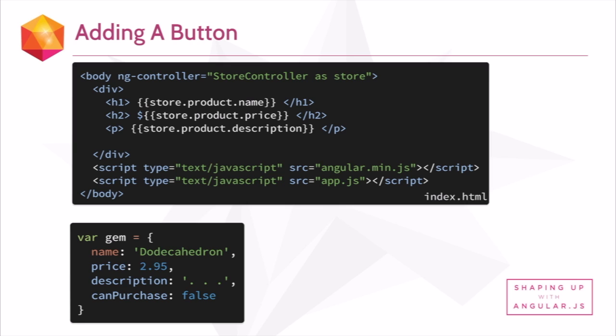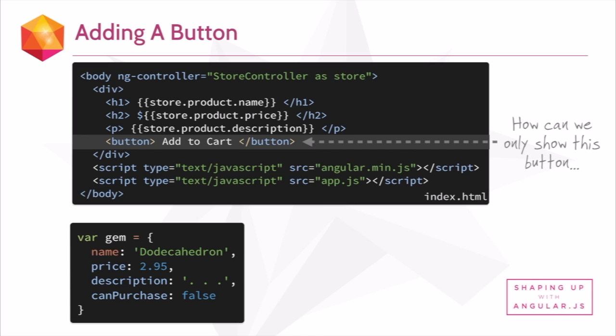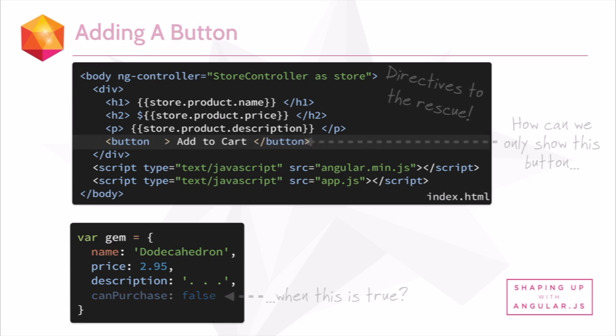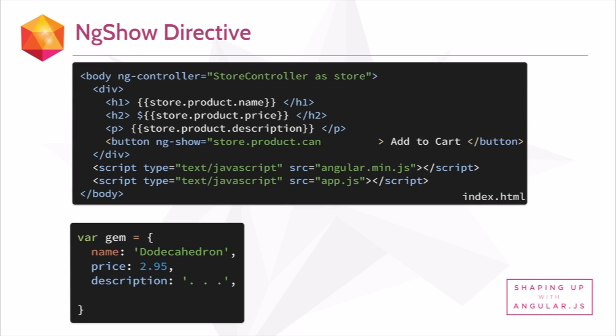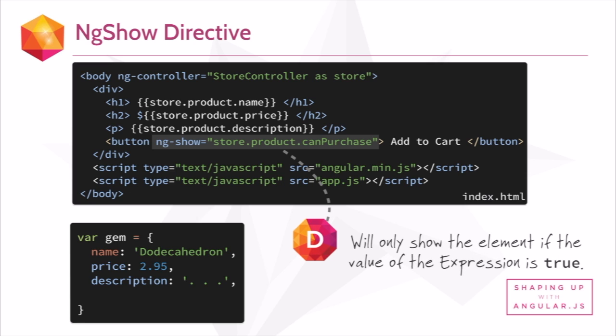Then inside of our index.html, there's a button there called Add to Cart, and we only want that to show up when canPurchase is true. How might we use a directive to create this behavior? So here we'll use the ngShow directive and specify an expression. That expression is going to be store.product.canPurchase. This directive is telling our button to only show if the value of its expression is true. In our case, it's false, so that button element won't show up on the page.